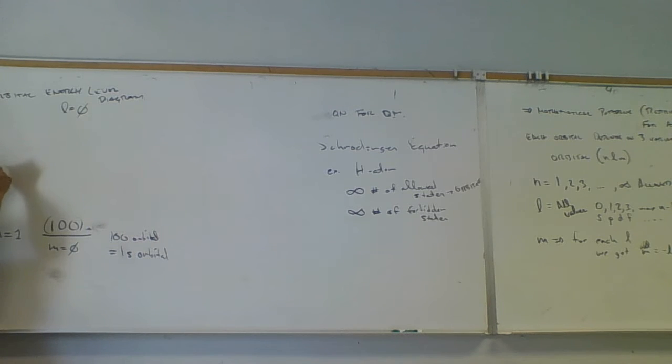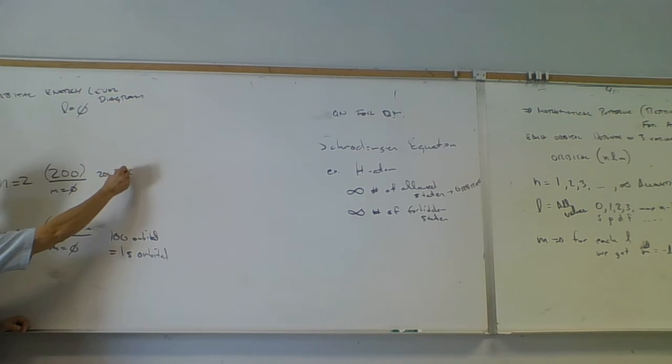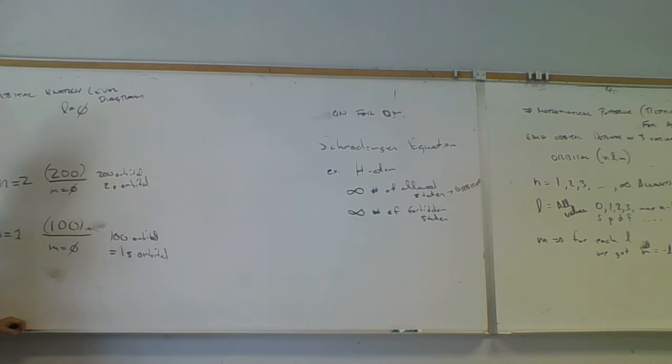What about when n equals 2? What do we get? When n equals 2, then can L equal 0? Yes. L equals 0, so we're going to get 2, 0. What can M equal? M can also equal 0, so we're going to get the 2, 0, 0 orbital. The 2, 0, 0 orbital is also called the 2s orbital. But that's not all, because if n equals 2, L can also equal 1.